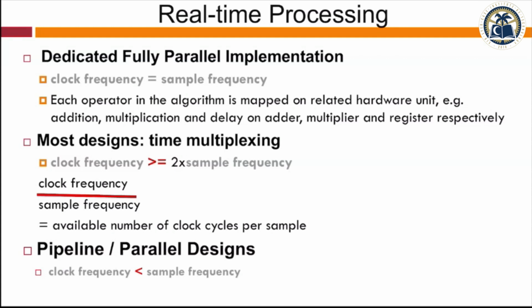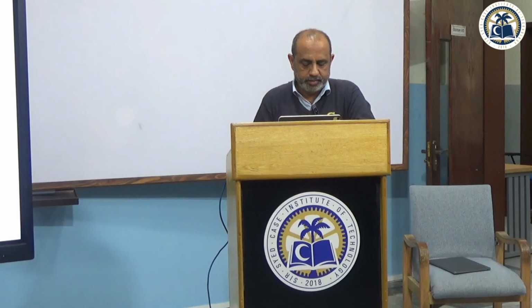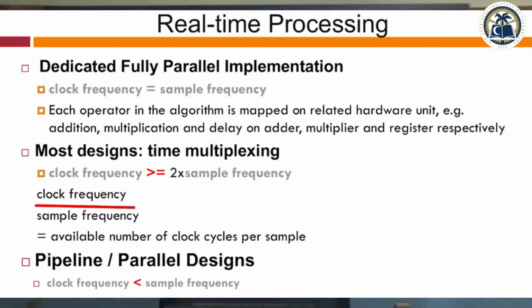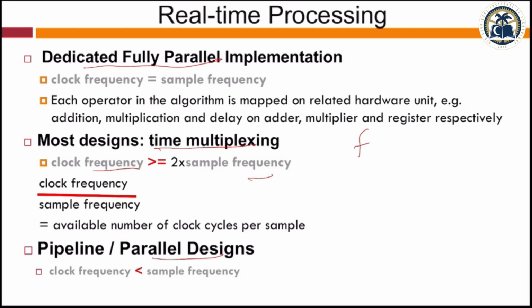Primarily, are you aware? Primarily, you are deciding about the architecture, whether it is dedicated, or time shared, or parallel. So you have to decide primarily the clock frequency and the sampling frequency. Usually your clock frequency divided by your sampling frequency at which you are getting the data would give you your budget, that in how many cycles should you complete the task.